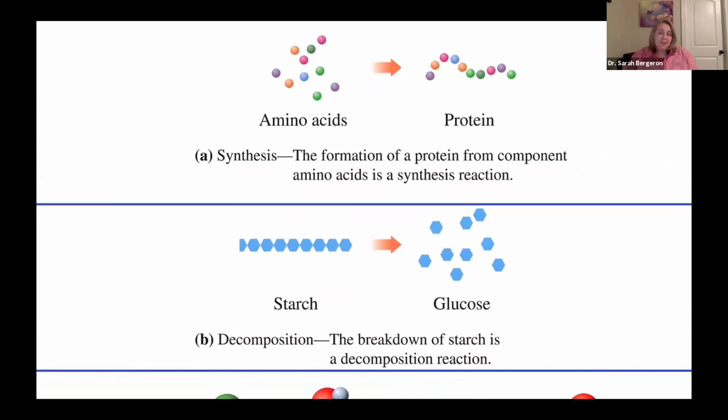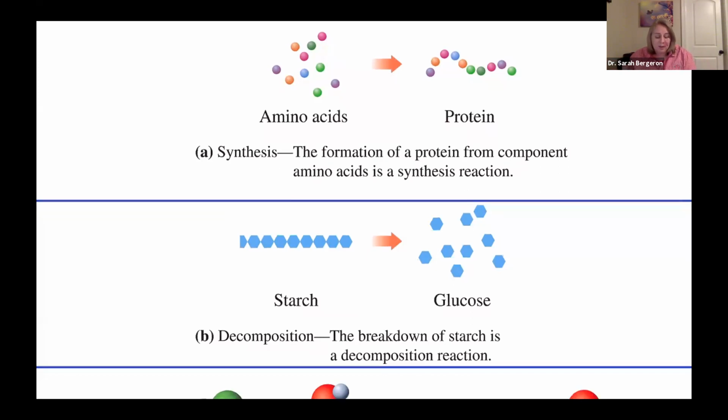Okay, decomposition. So if we eat plant material like lettuce or potatoes, it contains starch. And our bodies will break down the starch into glucose, because starch is really just a chain of glucose molecules. And so our body can break one off at a time and make glucose molecules. And so that's decomposition. We're going from one big thing to lots and lots of little things.